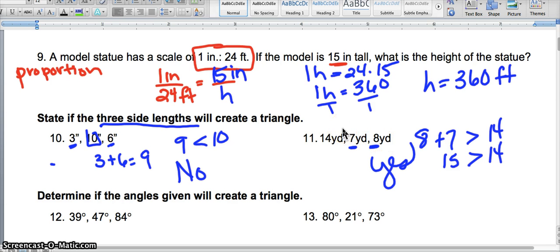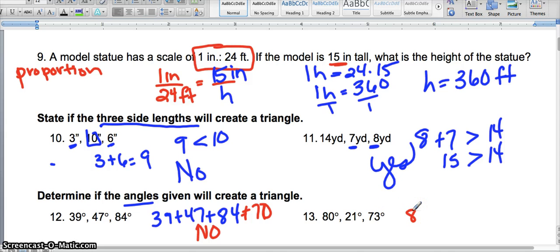We get down to number 12. The angles of a triangle should add up to 180 degrees. If you add 39 and 47 and 84, I don't think you get 180 degrees. I can't find my key right now, so bear with me. I'm going to add it together really quickly on my calculator. And no, it adds up to 170. 170 degrees will not make a triangle.